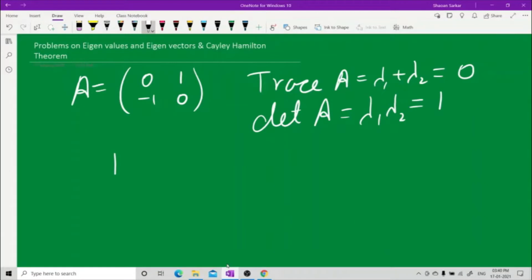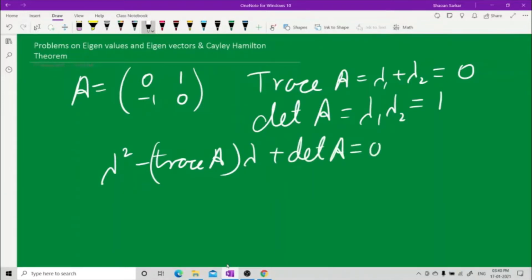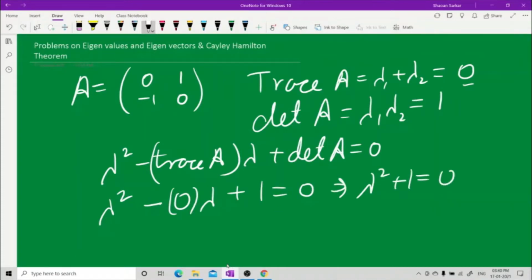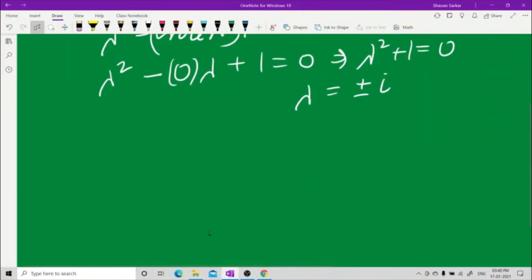So now lambda square minus trace of A into lambda plus determinant A is equal to 0. So lambda square minus 0 lambda plus 1 equal to 0. This gives me lambda square plus 1 equal to 0. That means lambda comes out to be plus minus iota. So I've got two values. One is plus iota, the other is minus iota.